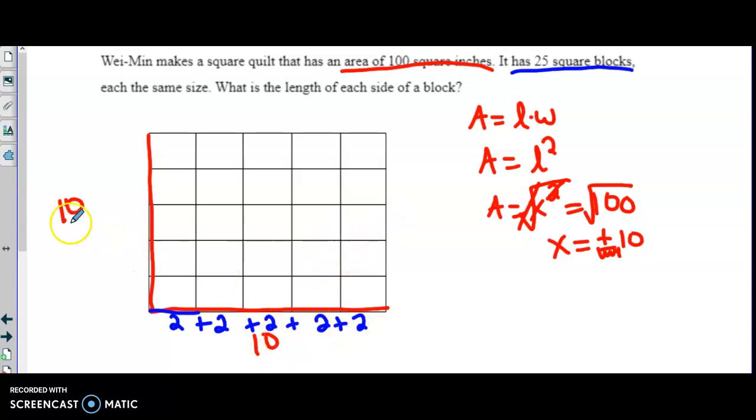Or you could just go over here and say that this whole thing is 10, but I want to divide it into 5 pieces, which would equal 2. So each side of one of these would be 2 units long. And I think that's actually what we were trying to answer. What is the length of each side of the block? Yep. So each side of the blocks would be 2 units long.